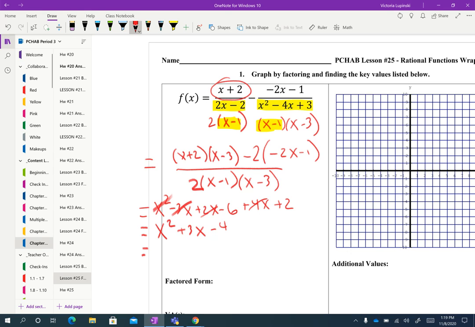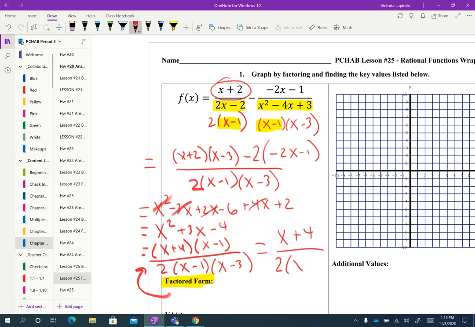So factors of negative 4 that add up to be positive 3, that's going to be x plus 4 and x minus 1. And then remember, that is still, of course, over the common denominator. So x plus 4 times x minus 1 over 2 times x minus 1 times x minus 3, that essentially is my factored form. So I'm just going to go ahead and draw an arrow there. Notice, of course, that you can reduce, so that's going to be important to know as well. If I do go ahead and cross out those x minus 1s, I'm going to get a reduced form of x plus 4 over 2 times x minus 3. So good to have both.